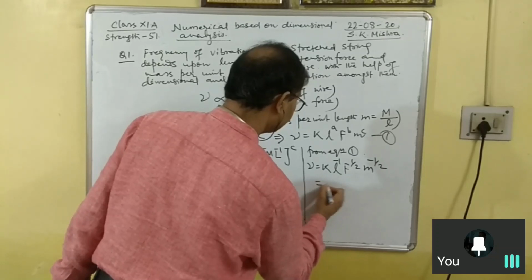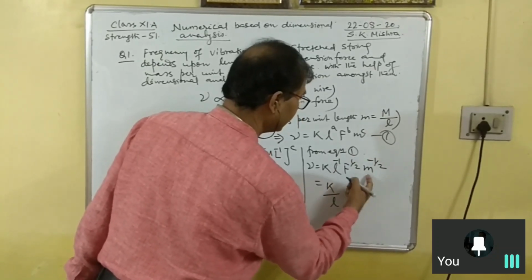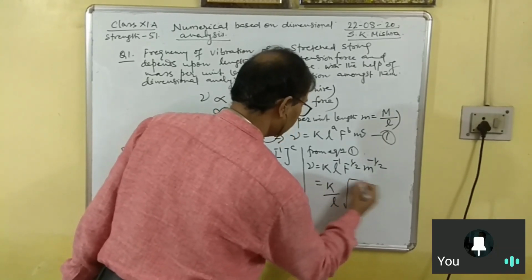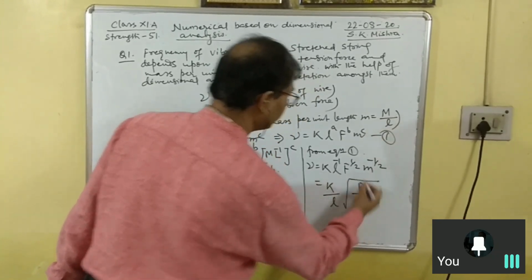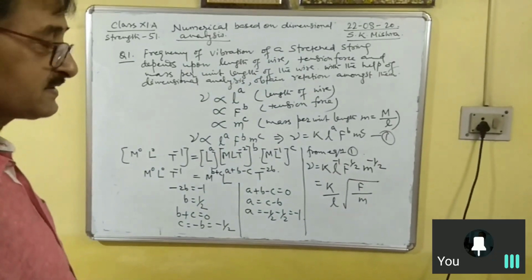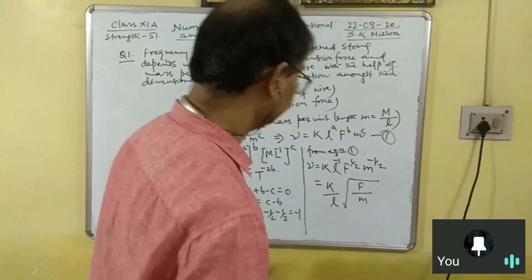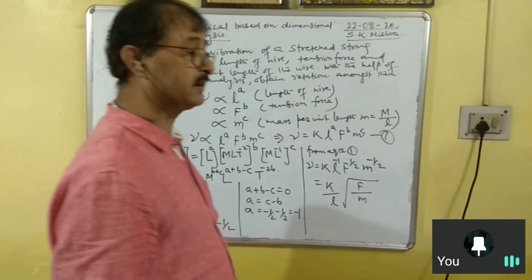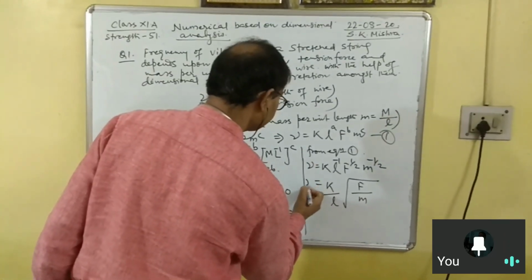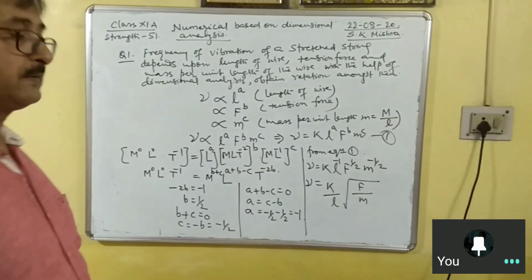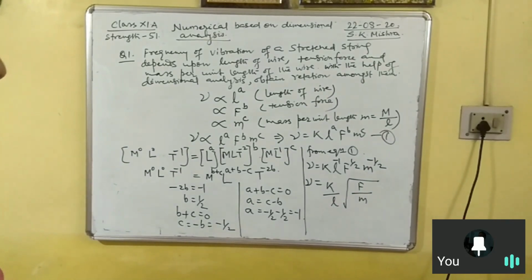So should I write K by L and then F raised to half by M raised to half? So in one term you can write the square root of F by M. That is tension force and mass per unit length. And this is L, length of the string. So these are the factors upon which nu depends. Frequency of vibration of a stretched string depends upon these factors.